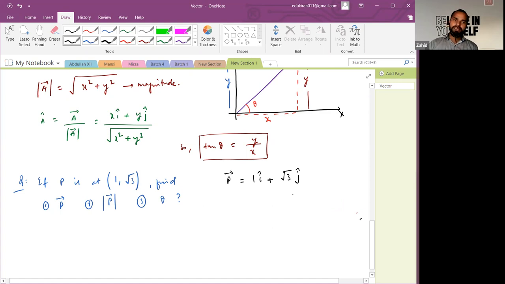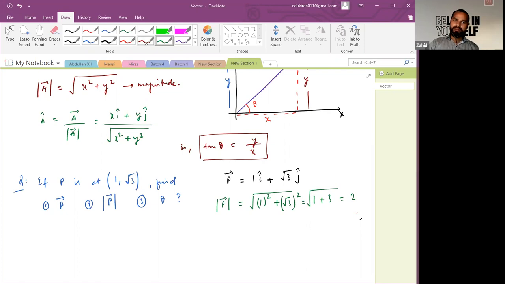Okay. Similarly, if you want to calculate its magnitude, P mod is equal to root under x component square, so it will be 1 square, plus y component square, so it will be root 3 square. So root under 1 plus 3, which will be 4, and on taking the square root, it will be just 2.